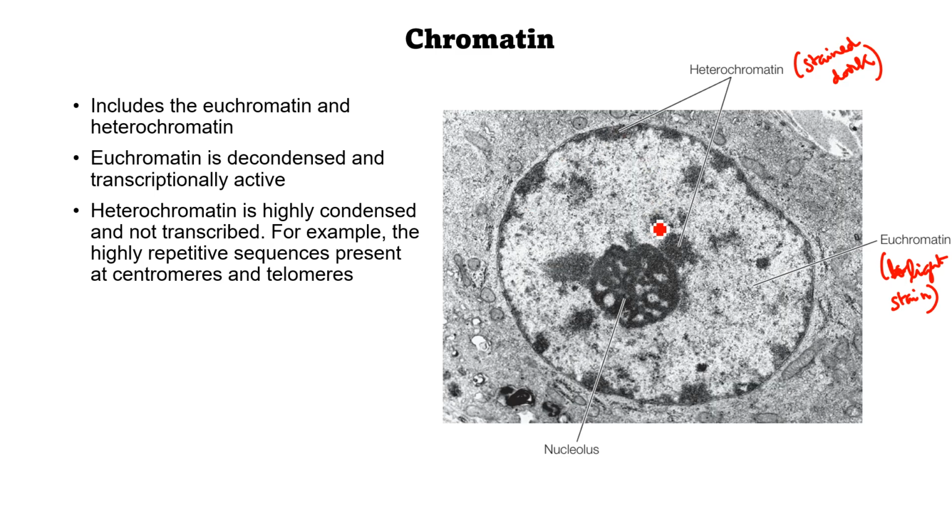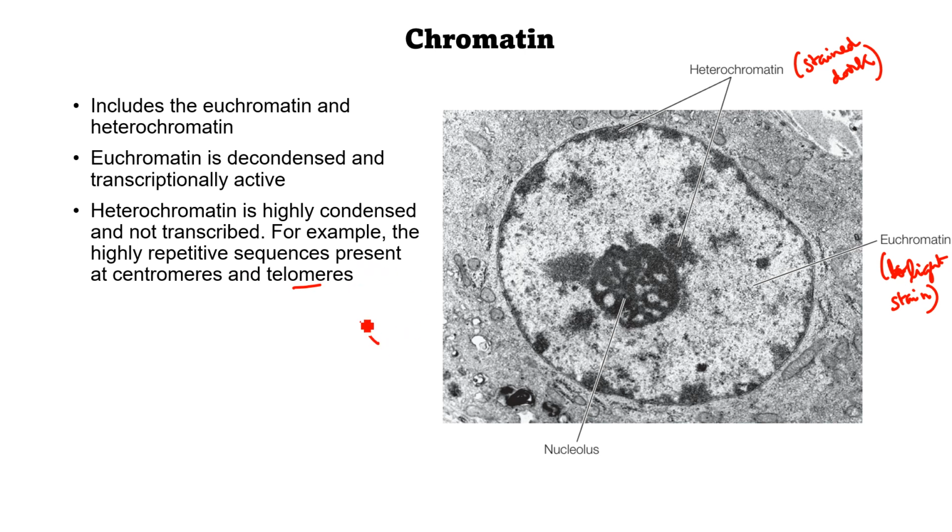So if you look at the structure of the nucleus, the periphery of the nucleus mainly stains very dark because of the heterochromatin, and the inner regions of the nucleus stain light, and here the DNA is loosely packed, and that is why the inner regions of the nucleus are called euchromatin. The periphery has very tightly packed DNA, and it is called the heterochromatin. Okay, heterochromatin is highly condensed and not transcribed. For example, you can see the centromeres and the telomeres.